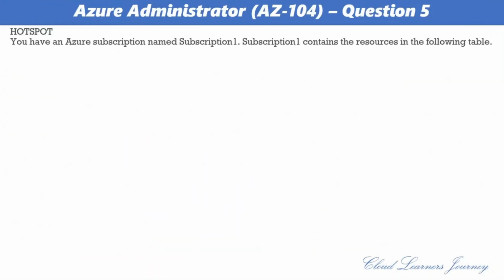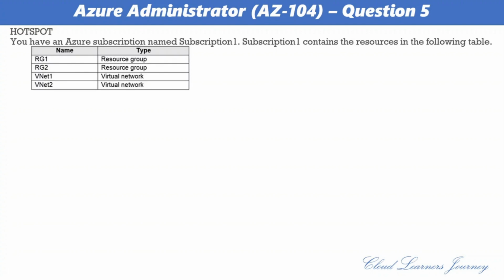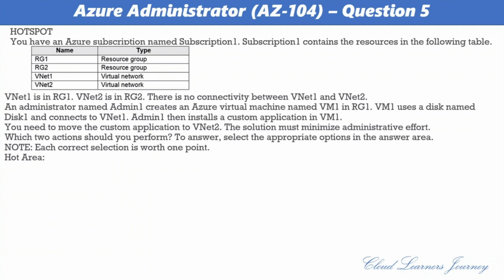Next, question number 5. You have an Azure subscription named Subscription 1. Subscription 1 contains the resources in the following table. We have the columns name and the type, and we see RG1, RG2, VNet1, and VNet2. VNet1 is in RG1, VNet2 is in RG2. There is no connectivity between VNet1 and VNet2.